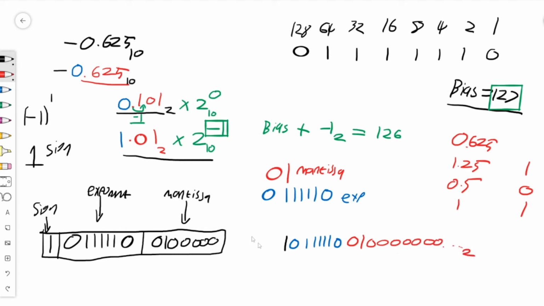Have you noticed yet? This number is exactly the same as the number we presented over here, which means 1, 0, 1, 1, 1, 1, 1, 0, 0, 1, zeros is equal to negative 0.625 in base 10. Let's do a couple more numbers to make sure you've got the grips with it.